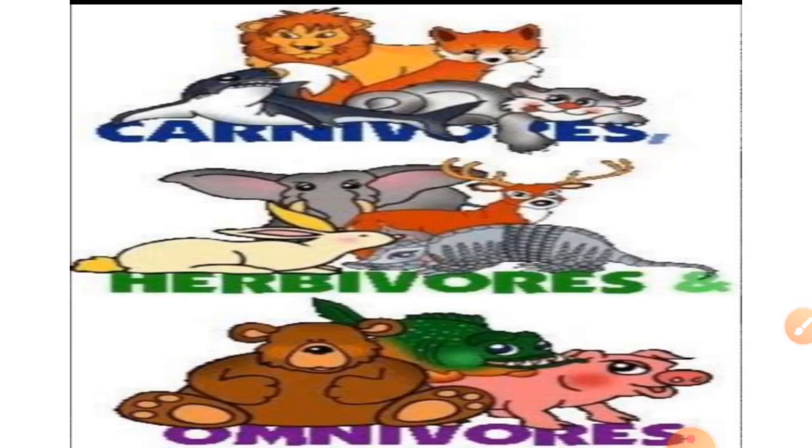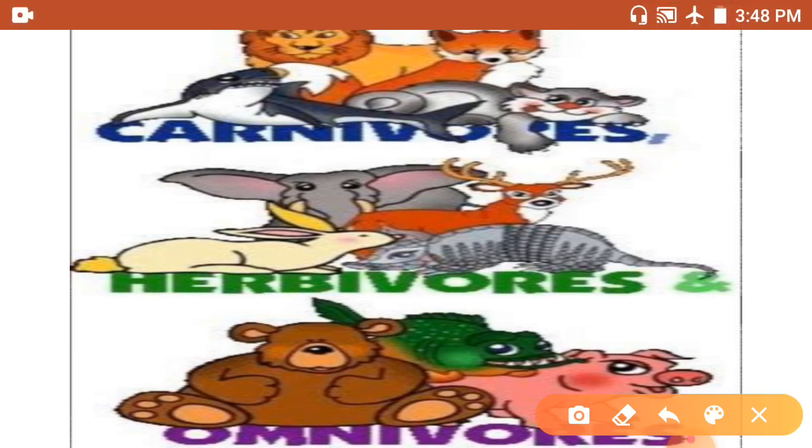Now we can classify animals into 3 categories on the basis of their food habits. Animals and humans do not make their own food. They eat the food prepared by plants or eat the meat of other animals. Therefore all animals and humans are heterotrophs, and depending upon the food they eat, heterotrophs can be divided into 3 types: carnivorous, herbivorous and omnivorous. Let's see one by one.